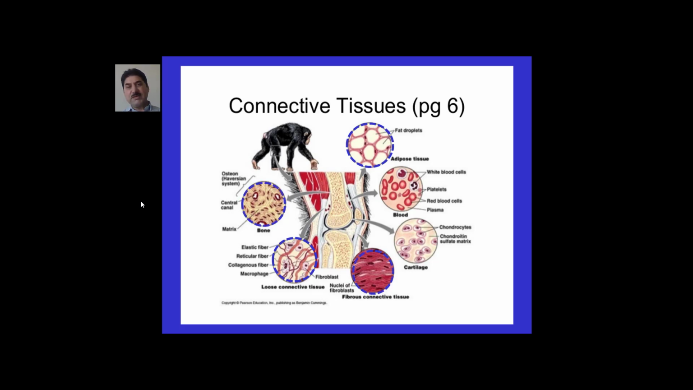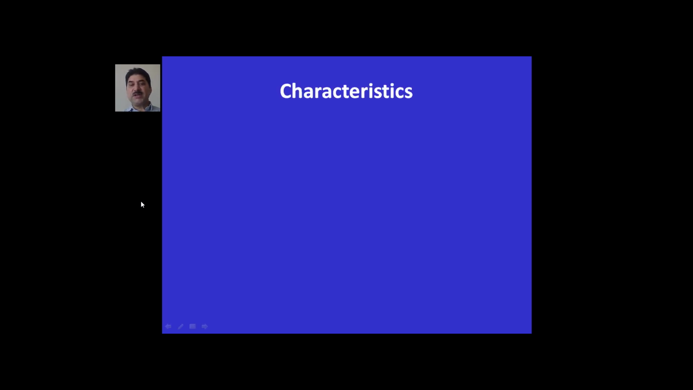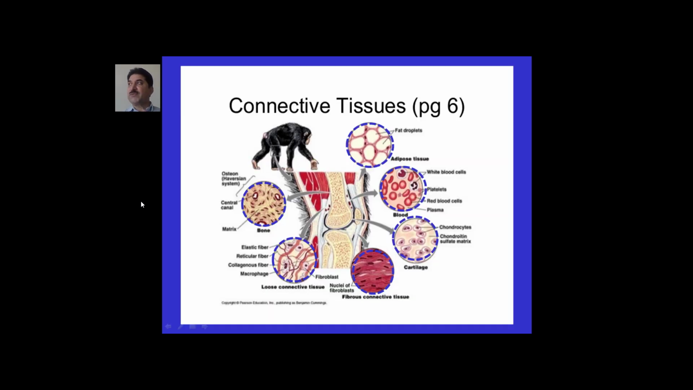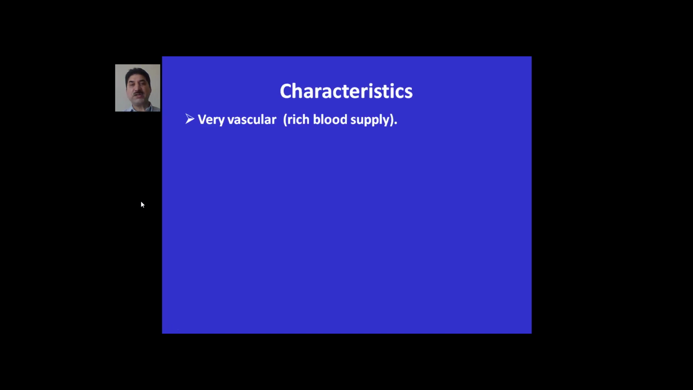Bone is an example of dense connective tissue. Cartilage, which lines the ends of the bones that form a joint, is also an example of connective tissue. Blood is also a connective tissue, composed of fluid and cells. The characteristics of connective tissue are that it is very vascular, that is, it is rich in blood supply. Exceptions where it is less vascular are tendons, ligaments, and cartilages.